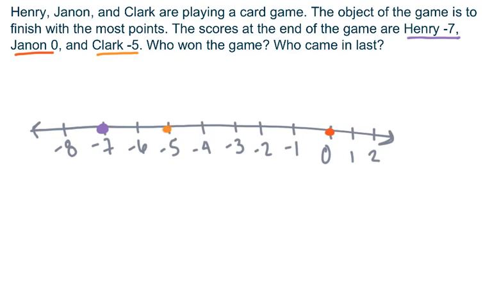So who won the game? Janin won the game because 0 is greater than both -7 and -5. So who came in last? Henry came in last because -7 is less than -5 and 0.